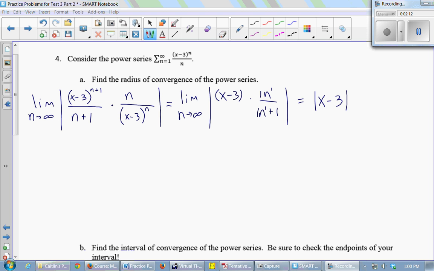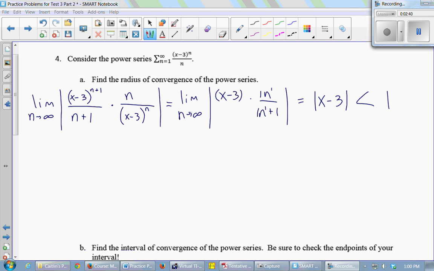And to get convergence, this limit has to be less than 1. So once you take your limit and get rid of your n's, you have to force whatever you get to be less than 1. Sometimes it's less than 1 no matter what, and then you say your interval of convergence is negative infinity to infinity. But in this case, for whatever x is, the absolute value of x minus 3 has to be less than 1.